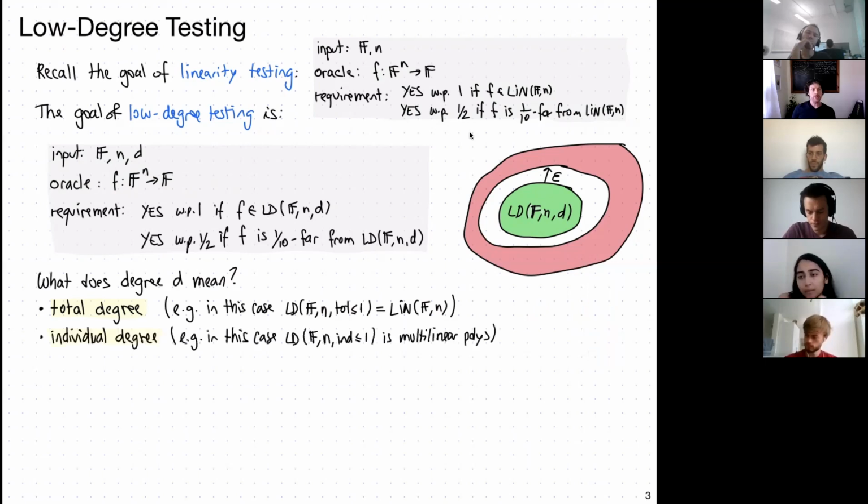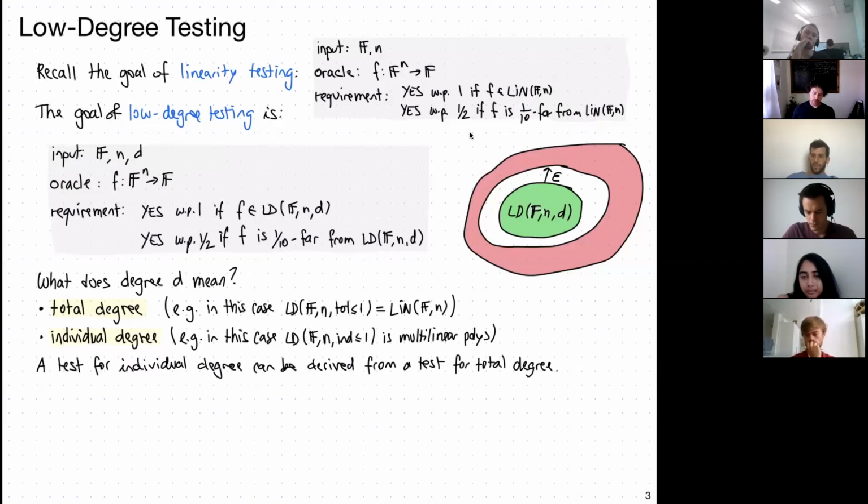So just to say, when we're talking about total degree, if we restrict d to be 1, then we get exactly linear functions, because each term that we have is of degree 1, so it can only include one variable. And if we look at individual degree, then we get multilinear polynomials. So maybe we'll have this xy term, which is still linear.